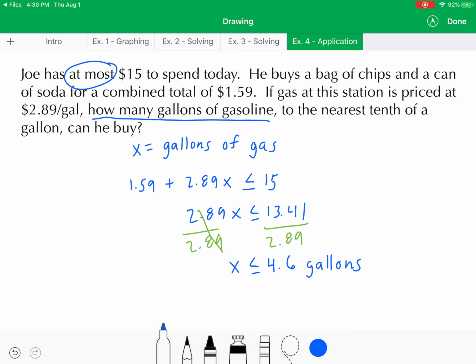Okay, that means he can't go over, he can go up to 4.6 gallons. He just can't go more than 4.6 gallons.